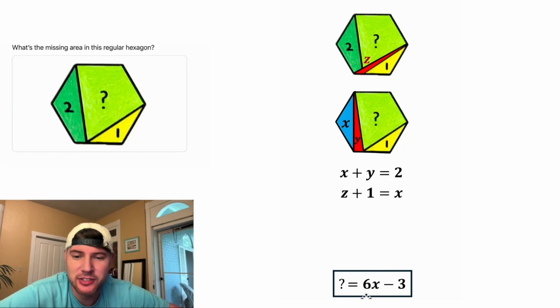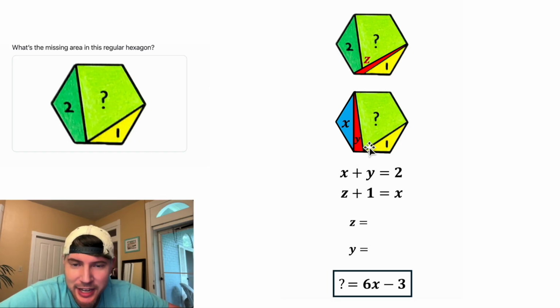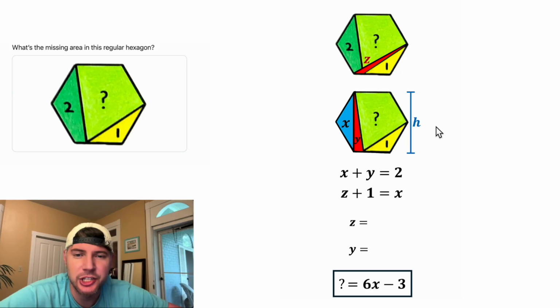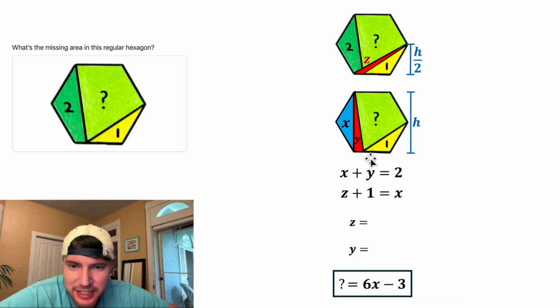So we're ultimately trying to solve for x. We have 2 equations for Z and Y. So let's find some equation for Z and Y. These are both triangles, so it's going to be 1/2 base times height. This red triangle has a height that matches the hexagon. We label the whole hexagon's height as H. And then this red triangle, its height matches half of the hexagon. So it would be H over 2. Both of these red triangles have the exact same base. It goes from this vertex to where the yellow triangle starts. Let's label the base of both of those as B.